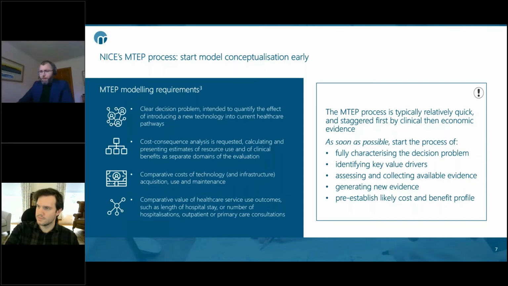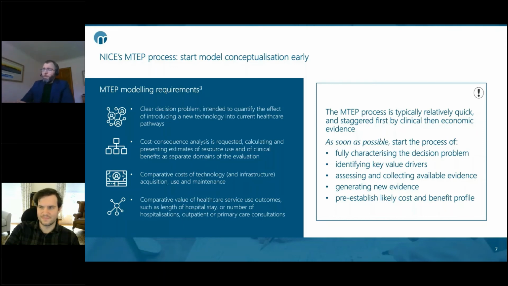To that point, it's critical to identify, as soon as possible, exactly what evidence you, as a medtech device developer, currently have to support your defined decision problem and value story, what the data gaps are, and how you're going to fill those gaps, and why as well. We can't stress enough how important it is to start early in that endeavor. It should absolutely pay off in spades.